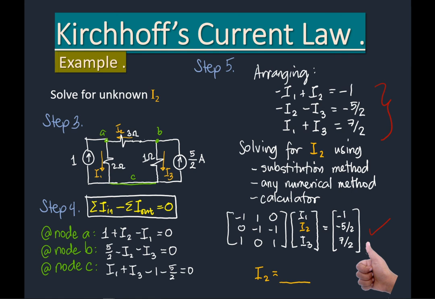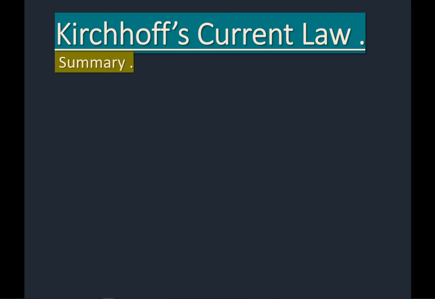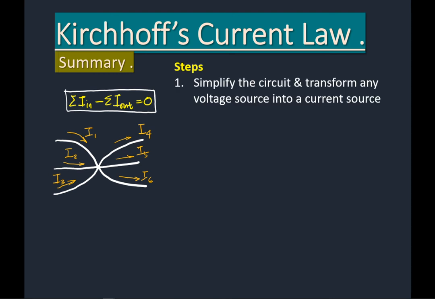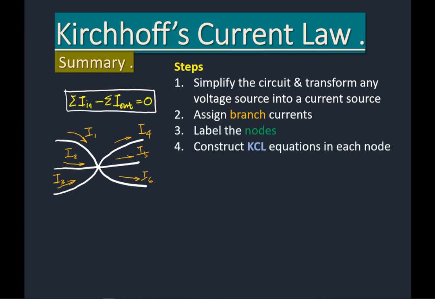For the summary of this lesson, just remember, all the currents going in minus all the current going out is equal to 0. And then we have the 5 steps: simplification and transformation of voltage source to current source, assignment of branch current, label the nodes, construct KCL equations in each node, and lastly, solve for the unknown current.